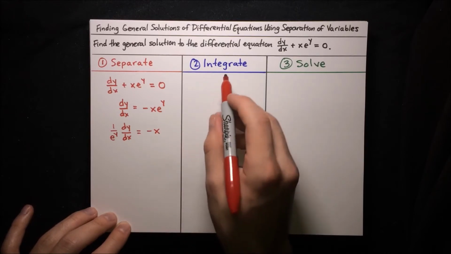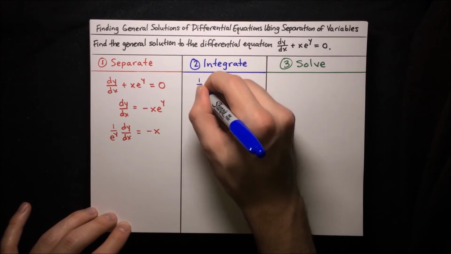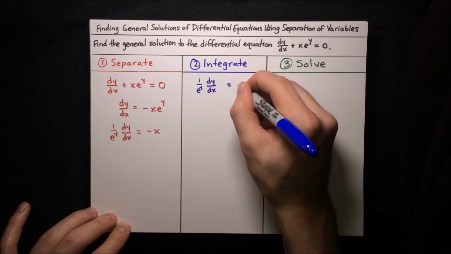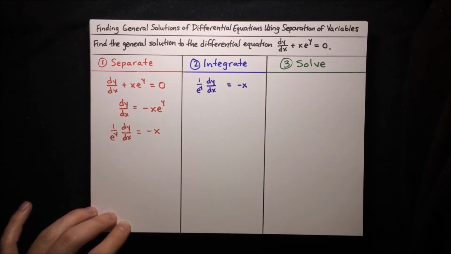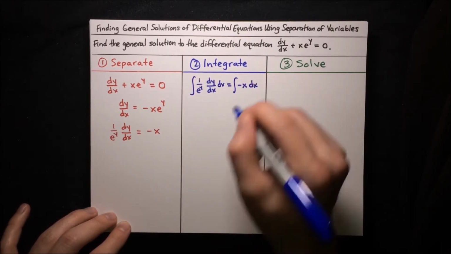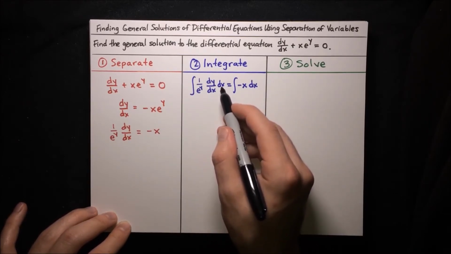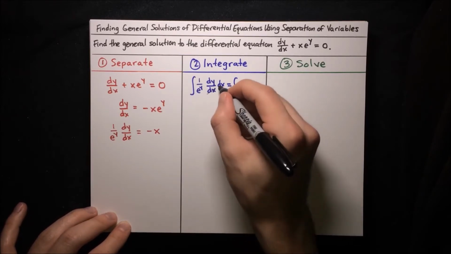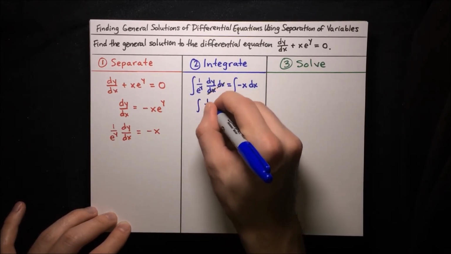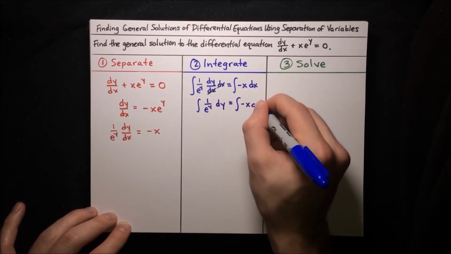Now it's time for step 2, integrate. So we'll go ahead and write down our equation again up here. 1 over e to the y times dy/dx is equal to negative x. In this step, we integrate both sides of the equation with respect to x. On this left-hand side, we have both a dy/dx and a dx, so we can think of this almost like a change in variables, where the dx's cancel, and then it's just an integral with respect to y. In that case, we've got integral of 1 over e to the y dy equals integral of negative x dx.